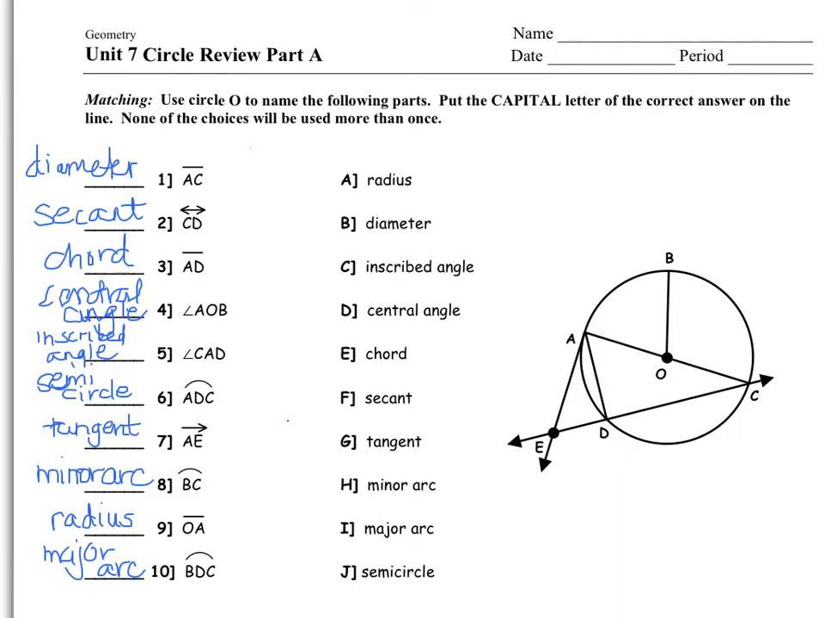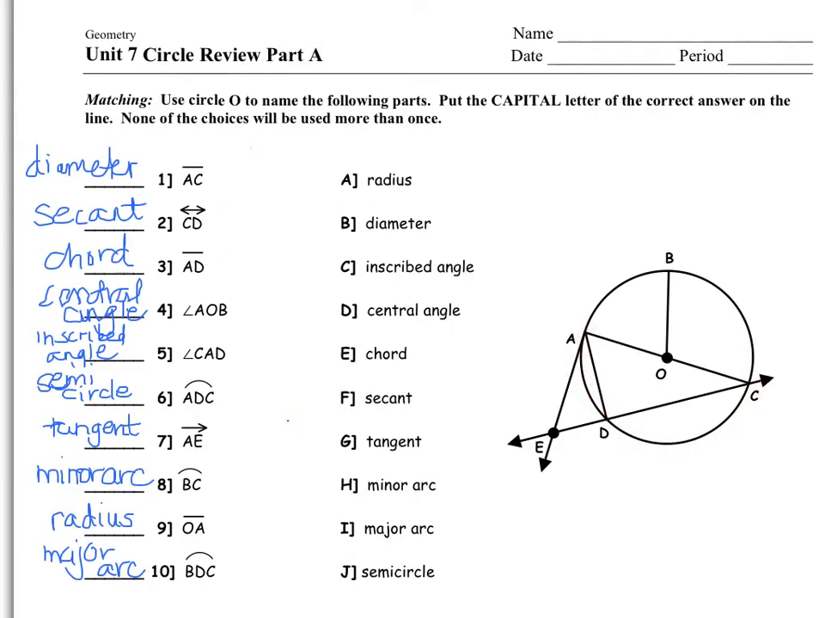Angle AOB. So angle AOB. It touches the center of the circle, so it has to be a central angle. Angle CAD. CAD. You can see it's inside of the circle. It touches 1, 2, 3 points on the circle. This is an inscribed angle. Arc. Look at that. There's an arc there. So arc ADC. If you look at it, it covers half of the circle, so it must be a semicircle arc.